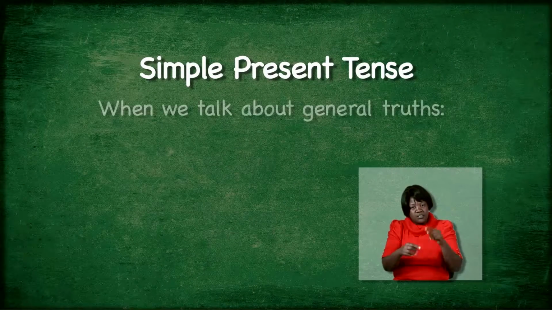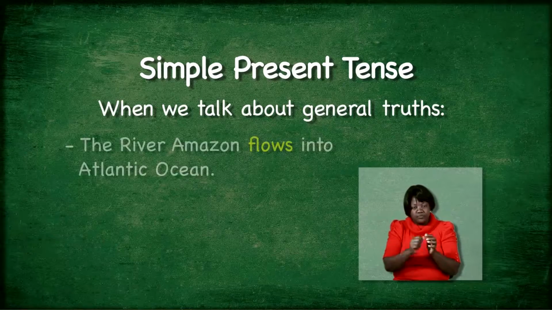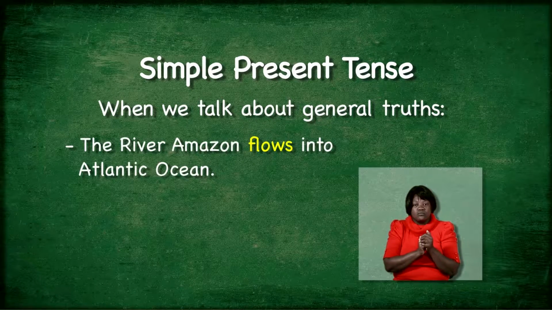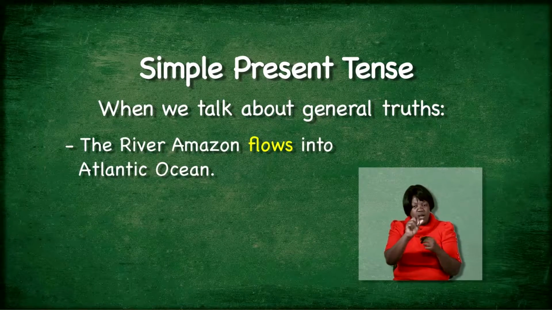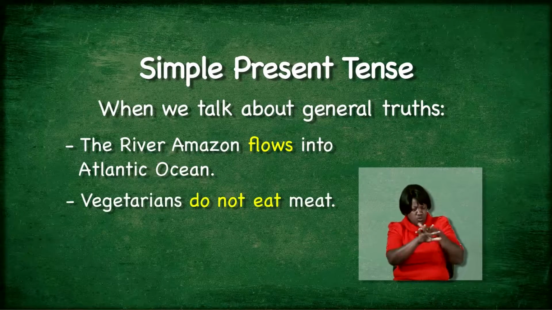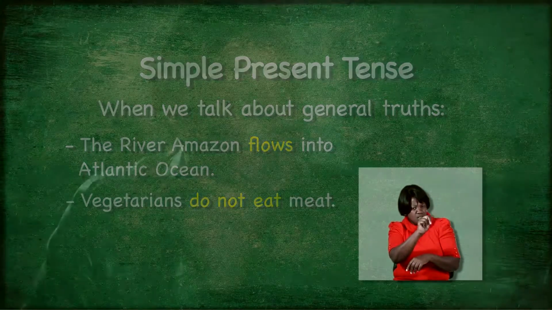So let's look at some examples of general truths where present tense is used. So we can say, the river Amazon flows into the Atlantic Ocean. Vegetarians do not eat meat. Mom, I'm amazed at how easy this is. How come Miss Weatherly does not explain it like you do? That's about it. The simple present tense.